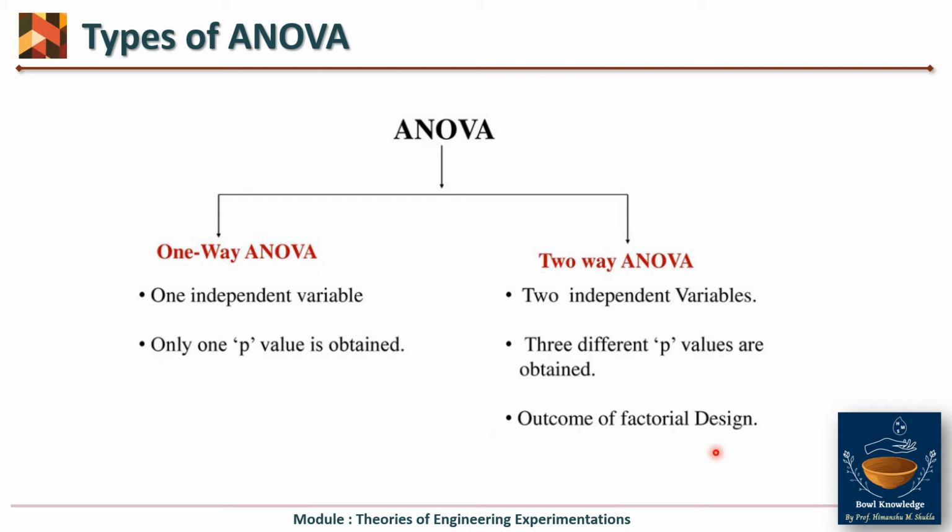Now we'll see types of ANOVA as we already discussed. So there is one-way ANOVA when there is one independent variable at a time, and in two-way ANOVA there are two independent variables at a time. And here only one p value is obtained as there is one variable. Here three different p values are obtained, that we'll see later on.